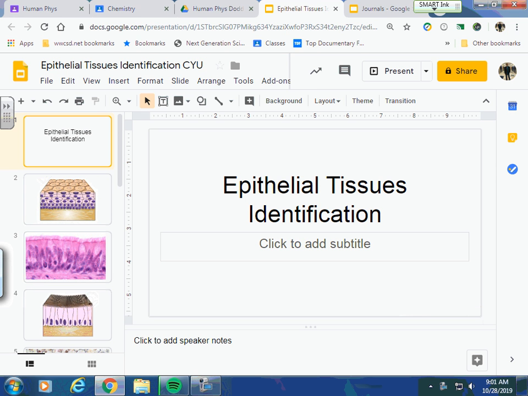Okay, so we did this epithelial tissues identification practice. We're going to go through the answers and explanations. I am going to put the regular Google slide on there as well, so you will have that to practice at home on your own.